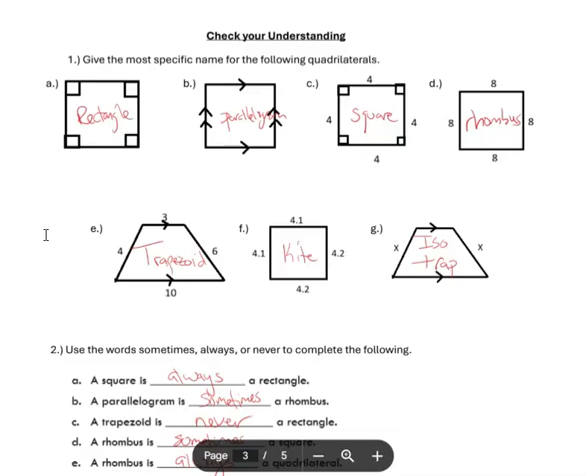It says give the most specific name for the following quadrilaterals. A quad that has right angles would be a rectangle. A quad that has both opposite sides being parallel would be a parallelogram. A quadrilateral that has 4 right angles and all congruent sides would be a square. A quadrilateral that has all congruent sides is a rhombus. A quadrilateral with one pair of opposite sides being parallel is a trapezoid, and this cannot be an isotrap because those other two sides are not congruent.